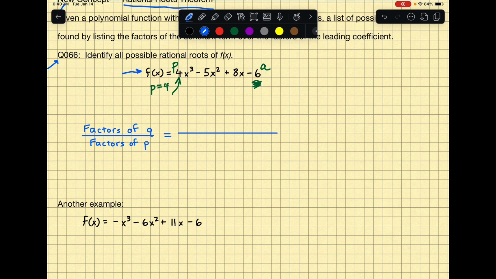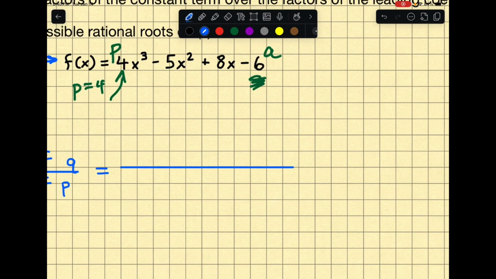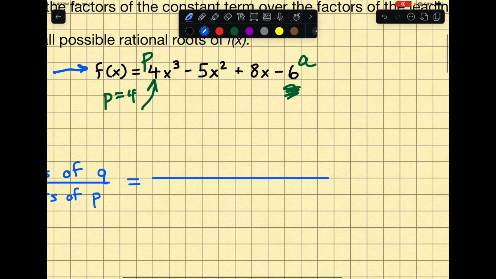So usually you can set up a line. And in the numerator, we're going to list all the factors of q, which is how we labeled our constant term. So that means in the numerator, you're going to list all the factors of the constant term. And in our case, the constant term equals 6. So we'll say q equals 6. So we need all the factors of 6, meaning all the numbers that divide evenly into 6.